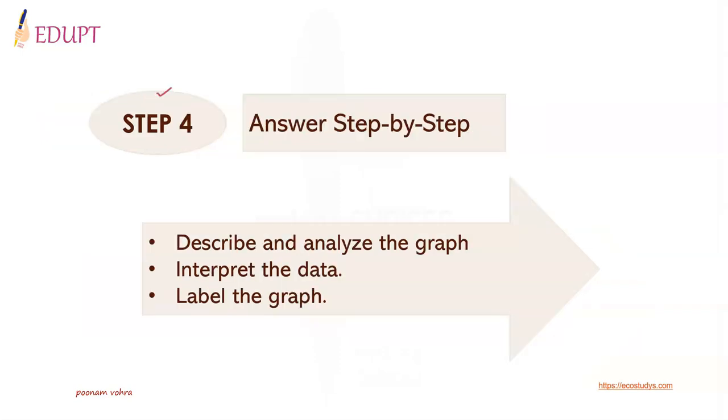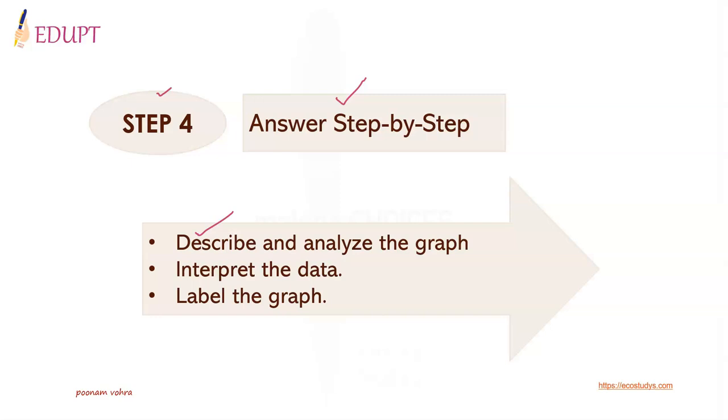Step 4. Answer step by step. Step 1 is describe and analyze the graph. You begin by briefly describing what the graph represents. Let's take the example of savings and investment approach to explain equilibrium level of income. So once we have made the graph, you need to write, the graph illustrates the relationship between savings and investment, showing the equilibrium point where savings equal investment in an economy.